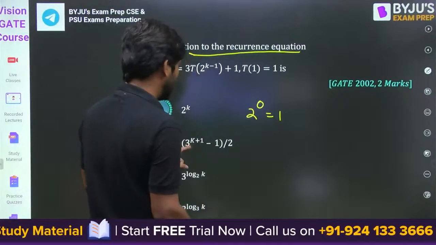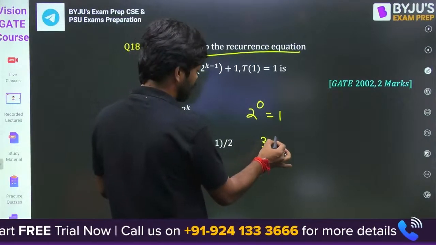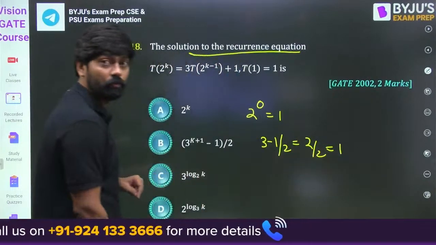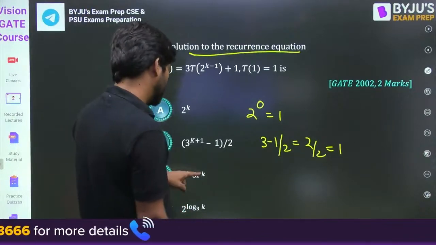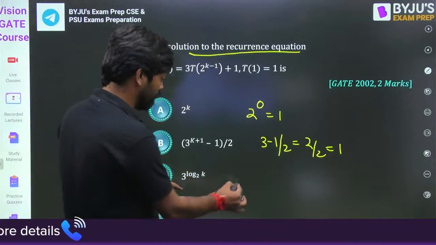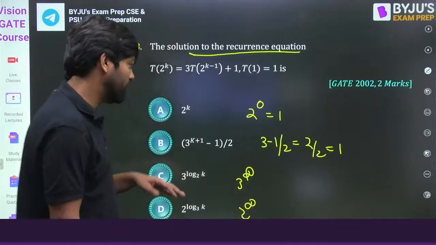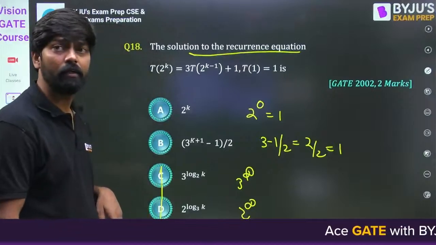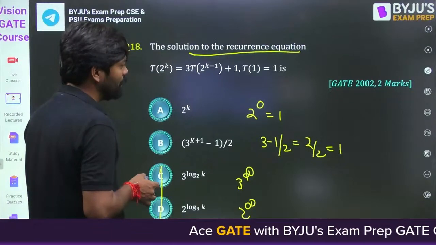Fine. And if you put 0 here, it is nothing but (3 minus 1) by 2, it is nothing but 2 by 2, it is nothing but 1. Now if you put 0 here, it is nothing but 3 to the power infinity, and this is also 2 to the power infinity. Now try for C. Now you can remove C and D options here. Now we are left with A and B, my dear friend, because both are same.